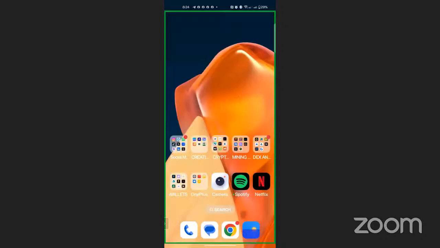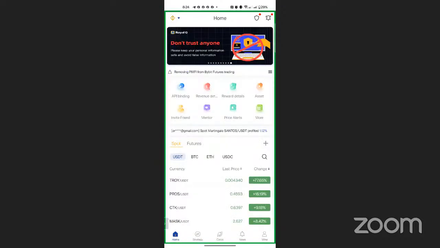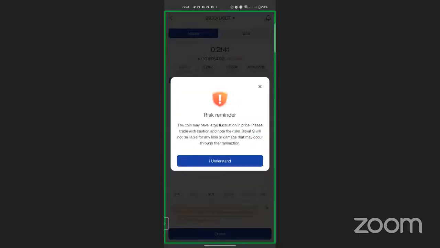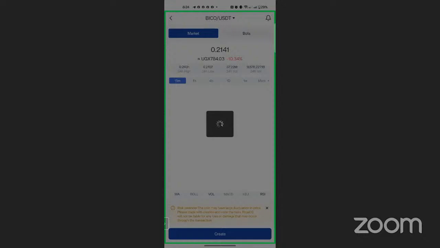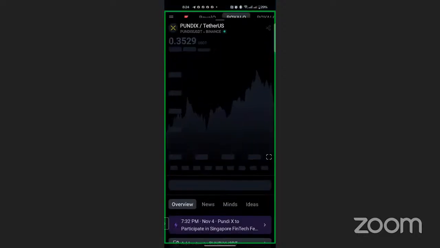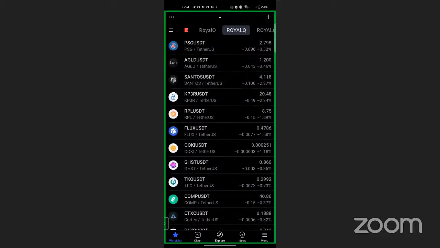Let me use Royal Q. I'll never trade the coins that are going to be delisted. Let me look at Binko. Binko was good a few days ago. But my intention of doing this is just to show you that trading is simple. Before I add in other things, it is easy for you.